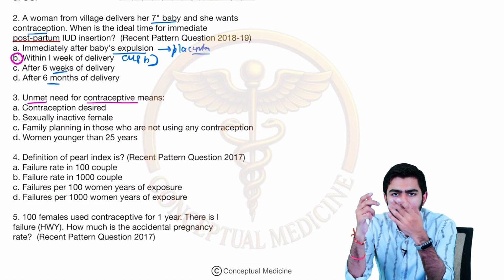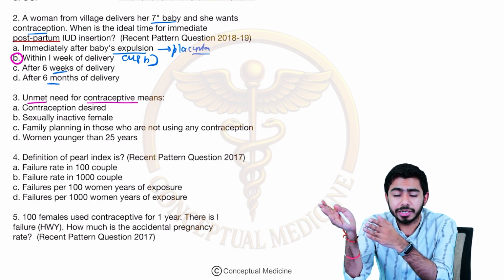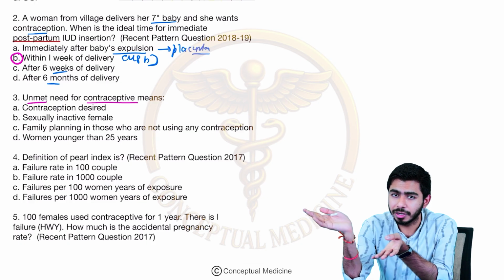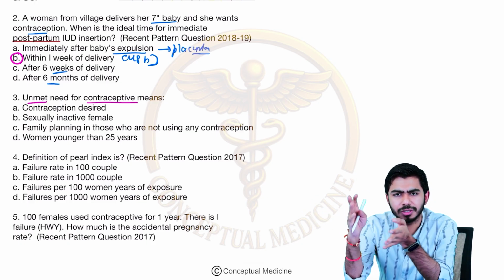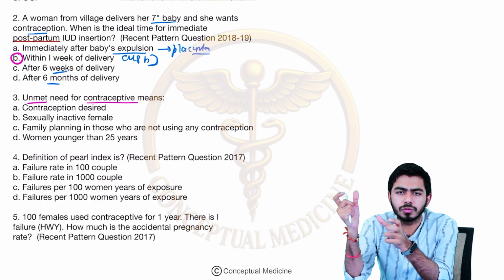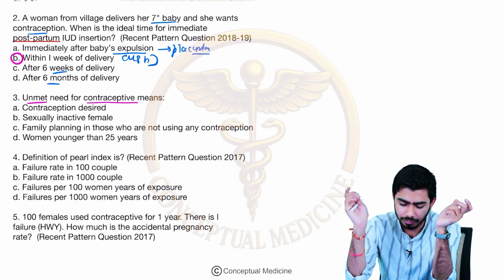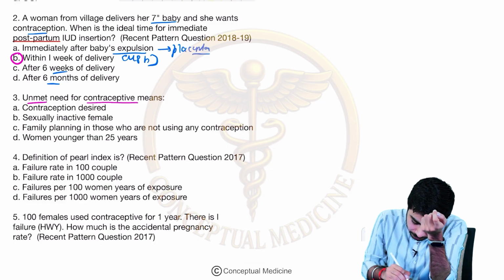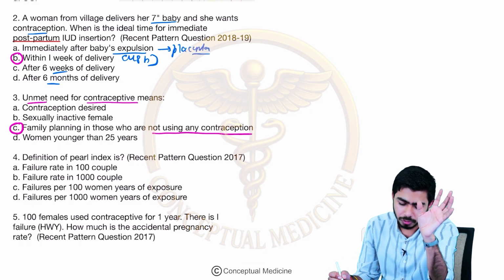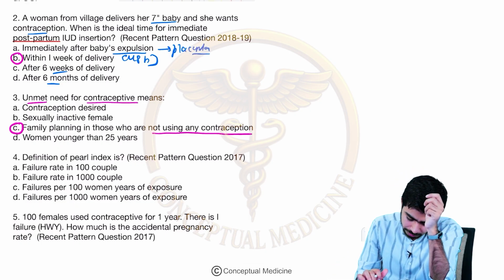So they don't want to use any kind of OCPs or barrier methods, and still they want unprotected intercourse. Due to unprotected intercourse, there are very high chances of pregnancy, we know that. Yes, we have some natural methods, but still there are high chances of pregnancy. So those groups will be called the unmet need for contraceptives. So over here we are saying family planning in those who are not using any contraception. That is the group coming under unmet need for contraceptives. Please remember that as well.